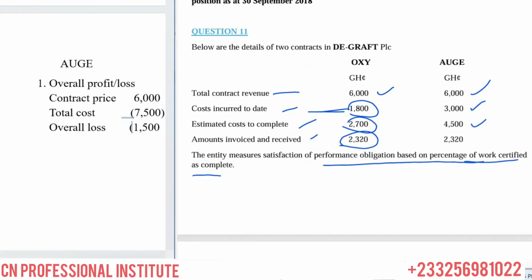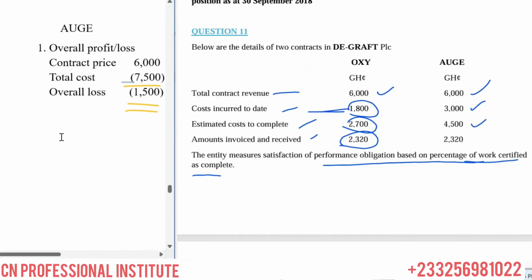1,500 as overall loss. And the standard says we have to record the overall loss immediately. That's what the standard says. If we have a loss, we have to record all the loss immediately, right? So we're going to record the 1,500 loss in the P&L. Step 2 is the progress, which we said the question gives us the progress to be 40%. We assume it's 40% complete, that's for A.